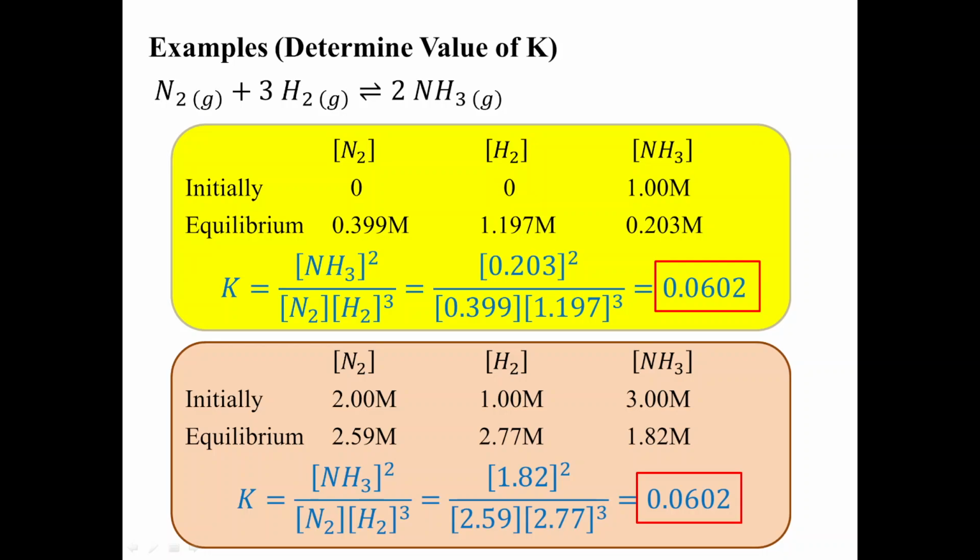Now, one thing you may notice is that both these values are the same. And it makes sense to some degree because this is an equilibrium constant. It is in fact a true constant. So no matter what value we have of our initial products and reactants, if we reach equilibrium, the equilibrium constant will always be the same if we stay at the same temperature.